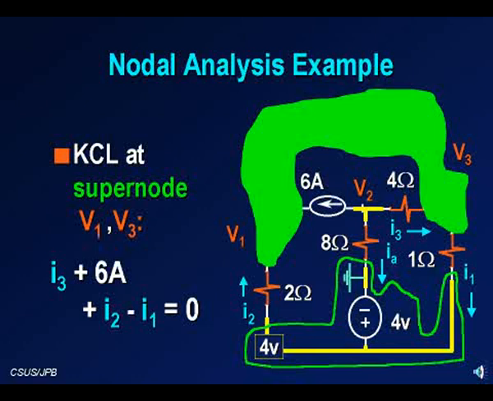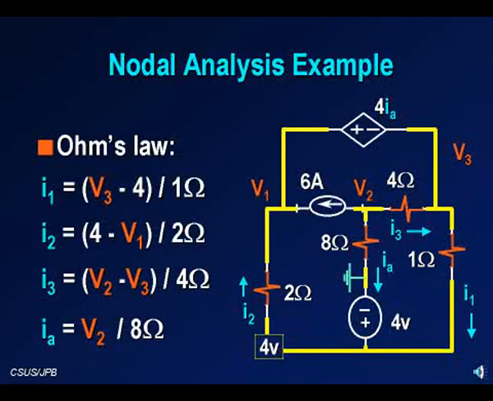At this point, we've essentially finished our three equations, three unknowns. We just need to manipulate them or use Ohm's law in the next part to convert current to voltages. Having written the three equations for the unknowns, we use Ohm's law to write the currents I1, I2, I3, and IA in terms of the node voltages.